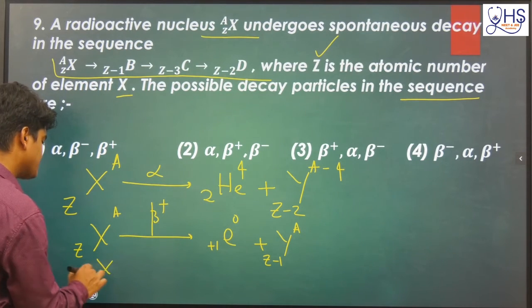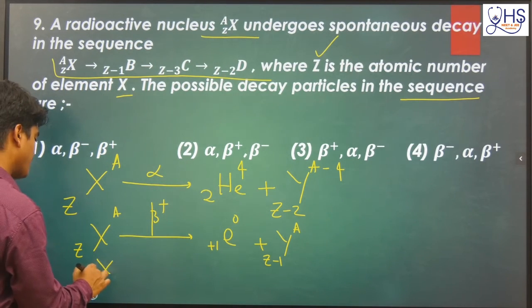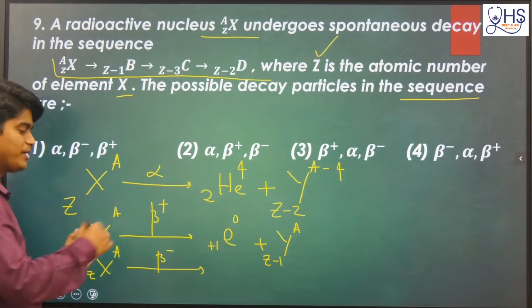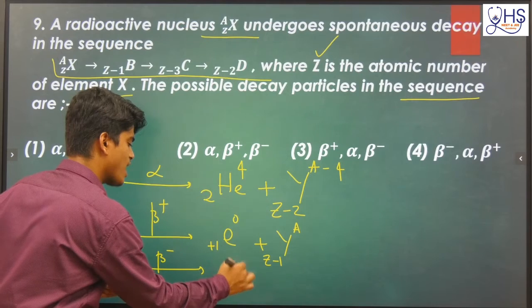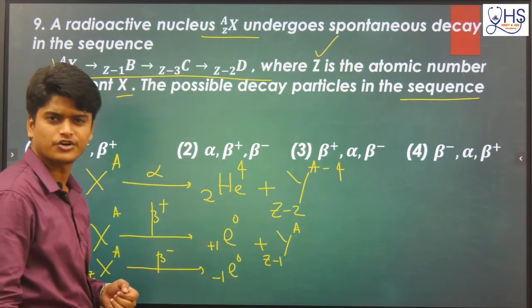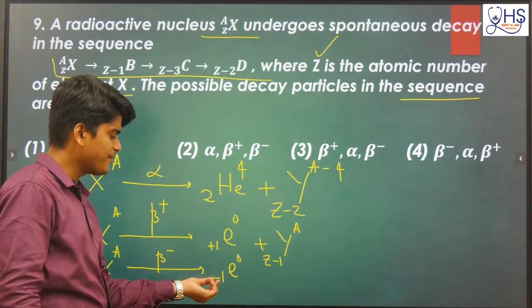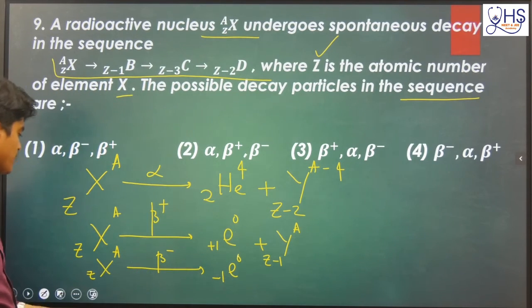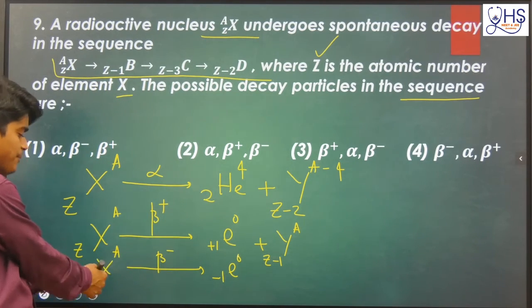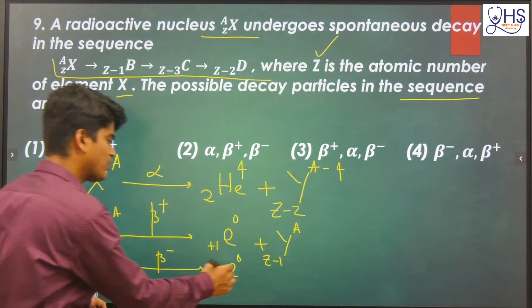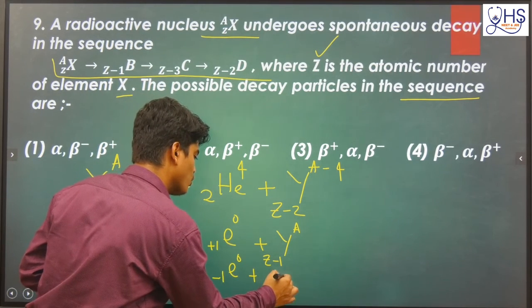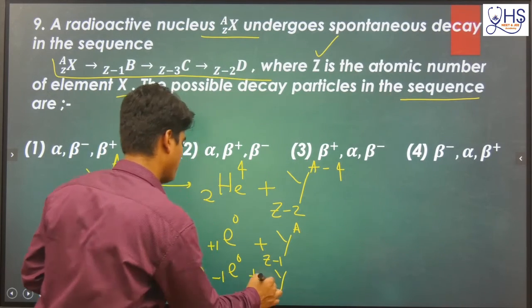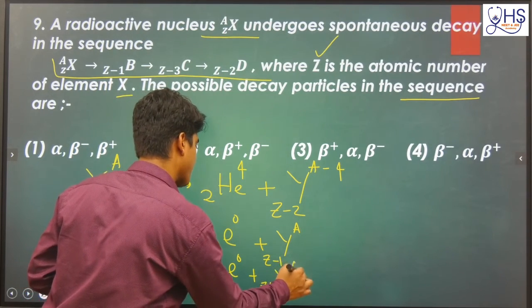Now next is beta negative decay. If I have ZA, then here it is beta negative. So what is beta negative? It is -1 e 0, called an electron. This electron has minus 1 charge. Now to equate with the left hand side atomic number, what do we need to do? We need to put Z plus 1, A.